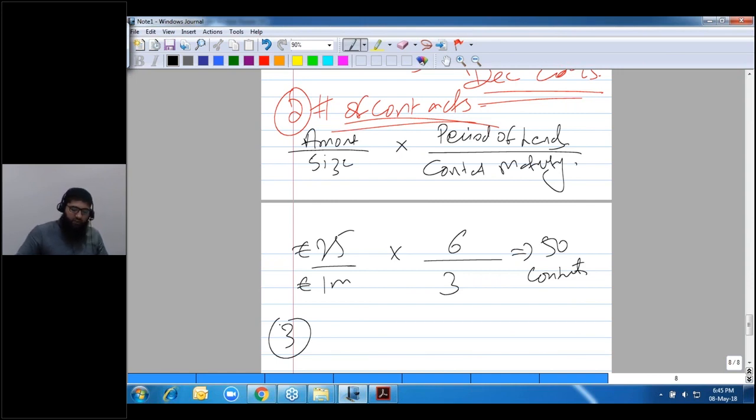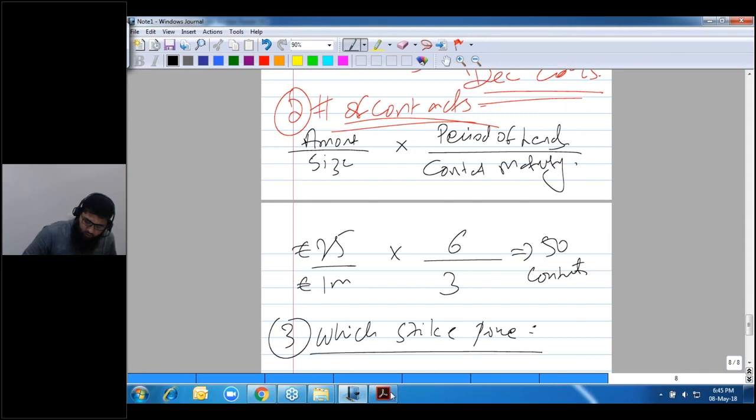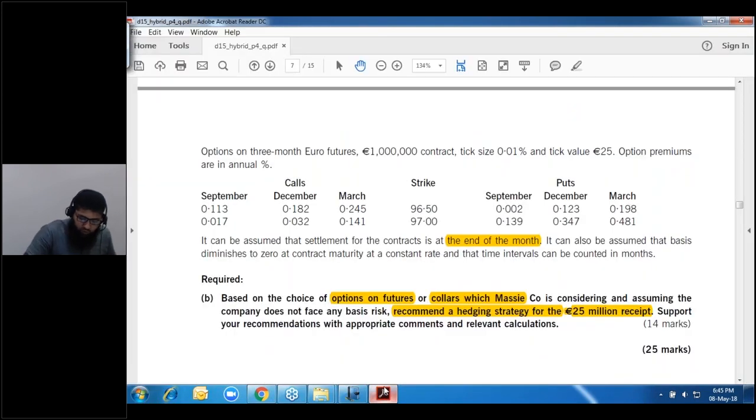Now what is going to be step number 3? Step number 3 is which strike price. You have got a choice of 2 strike prices over here, 96.5 or 97. Now there are 2 ways of dealing with it. And what are those 2 ways? Let's just try to understand.